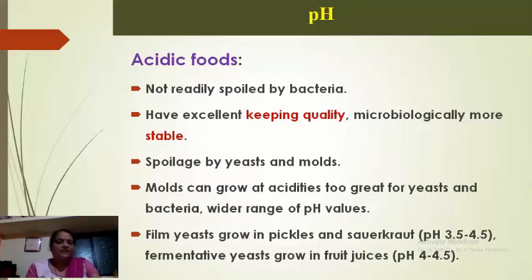And among yeasts and molds, again, molds can grow at acidities that are too great for yeasts and bacteria. Means molds can grow at very low pH values. And they also have a wider range of pH for their growth. Film yeasts grow in pickles and sauerkraut, of which the pH is 3.5 to 4.5, while fermentative yeasts grow in fruit juices, for example, pH 4 to 4.5.